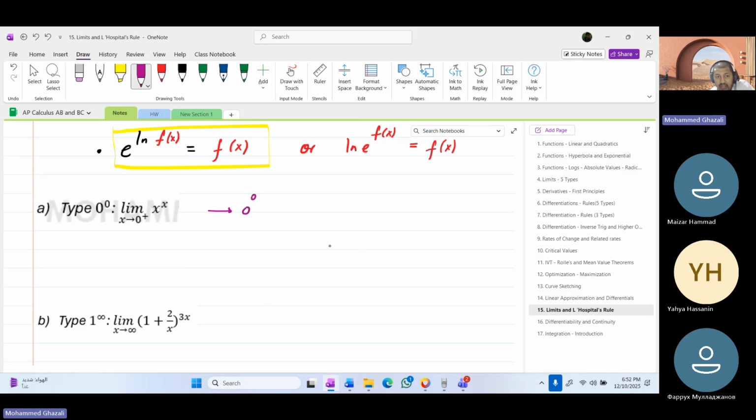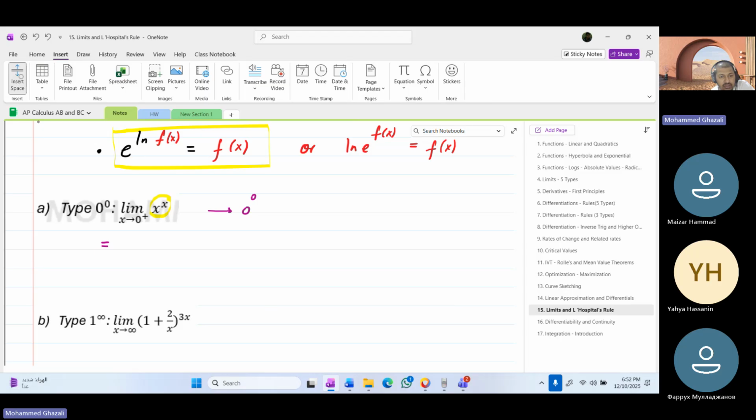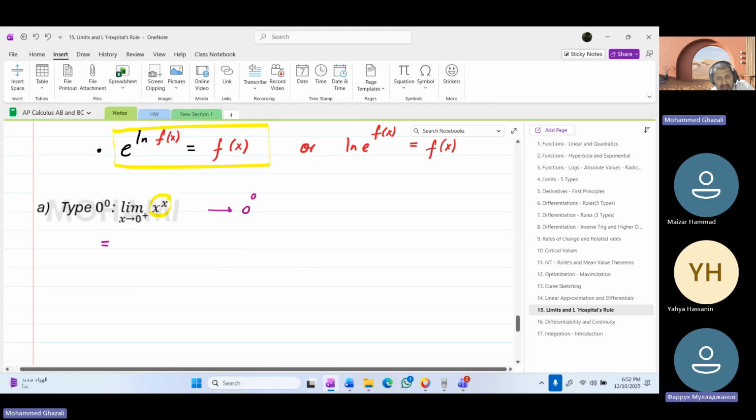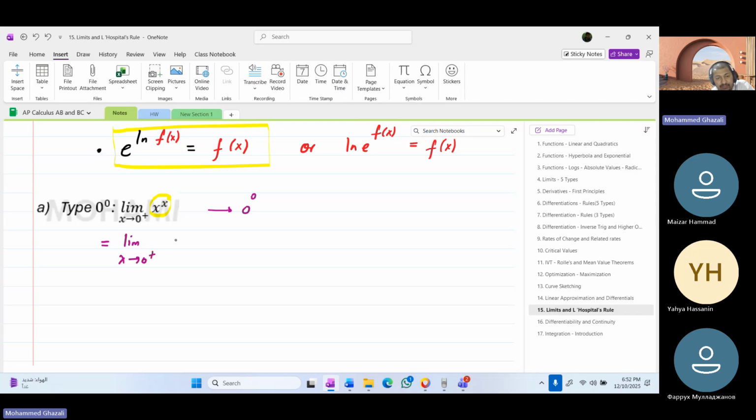Now what? We take e to the power ln. We're going to take this function up with e to the power ln. So this answer is now equal to, watch how we solve it, the limit as x approaches 0 from the right of e to the power ln of x to the power x. Are we good? You understood this so far? I just took f of x up.